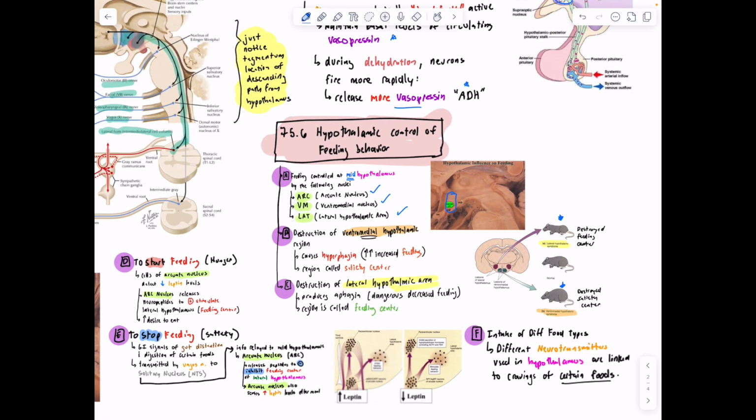If you have destruction of the ventral medial hypothalamic region, this ventral medial nucleus, you're going to cause hyperphagia, which is increased feeding. The ventral medial nucleus is going to house the satiety center, which tells you you're full. So if you destroy the center that says you're full, then you're going to keep eating. Then you have the lateral hypothalamic area, which is going to produce aphagia, which is dangerously decreased feeding, and this lateral hypothalamic area is our feeding center overall.